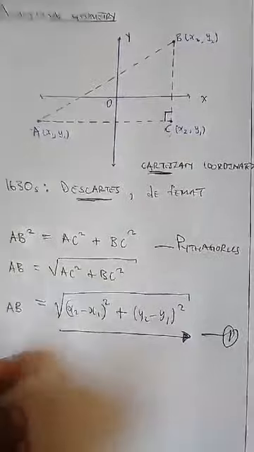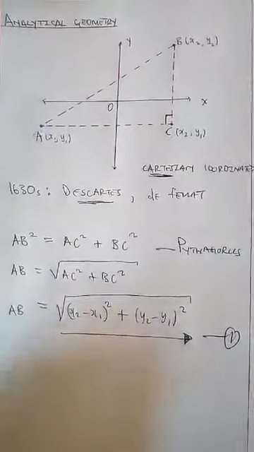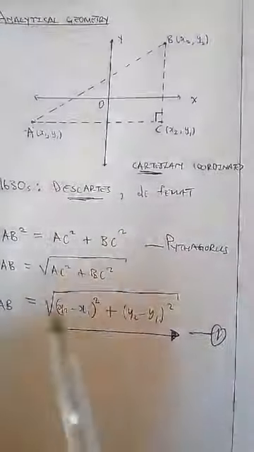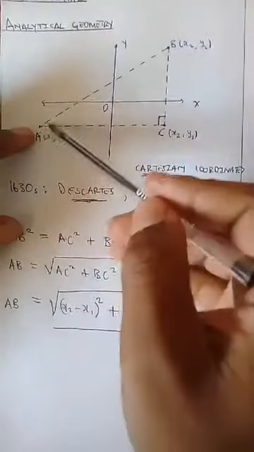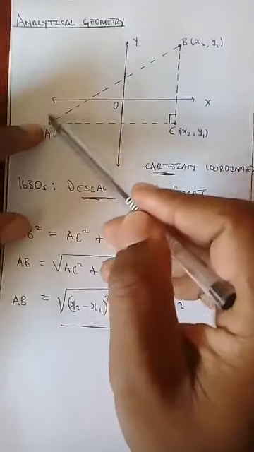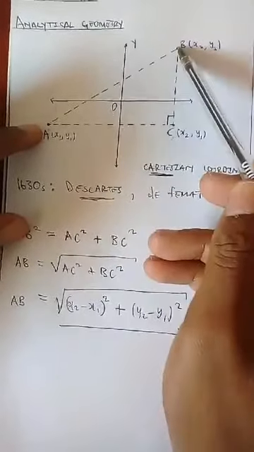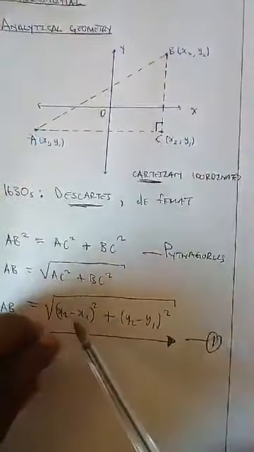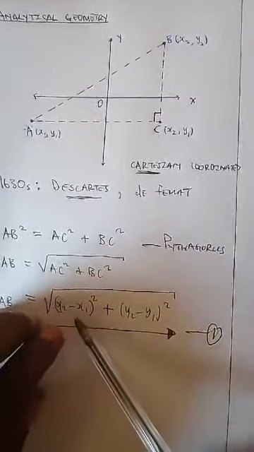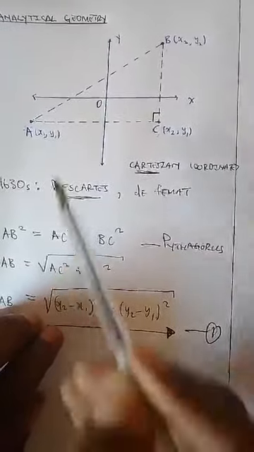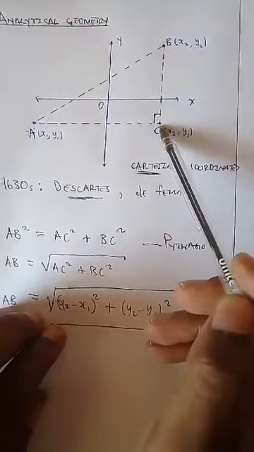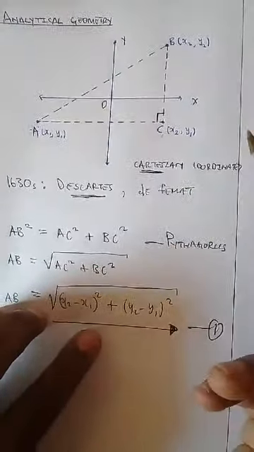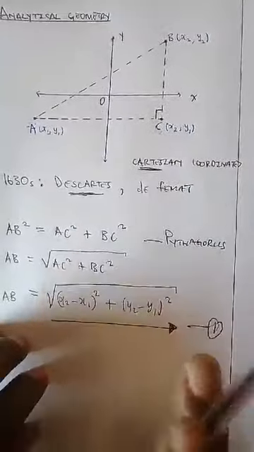I will call it 1. And what is this result saying? This result is saying that the length of the line segment AB, or if you like, the distance between A and B, can be given as the square root of x2 minus x1 all squared plus y2 minus y1 all squared. So this is just Pythagoras phrased differently.